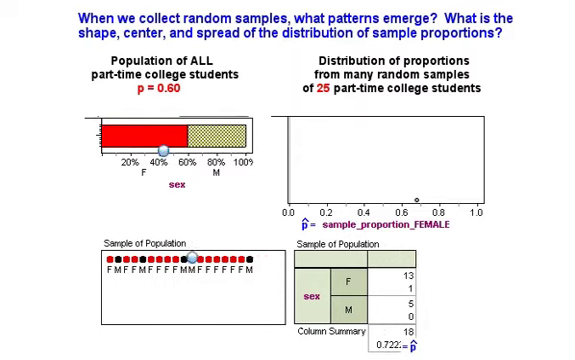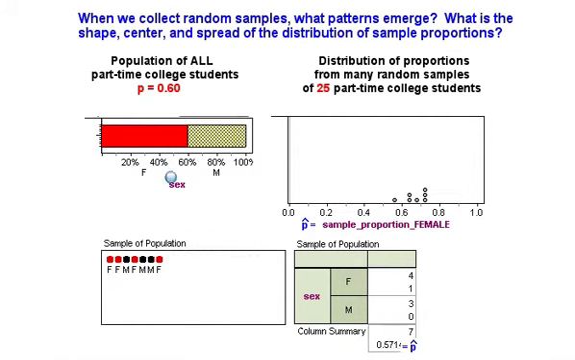Let's collect a second random sample and see what happens. This time we got 18 out of 25 of the students being female, which is a sample proportion of 0.72. We see that graphed here. Let's collect another random sample. We see this time we got 0.64. 16 of the 25 randomly selected students are female. We can begin to see, as we collect more random samples, that there is going to be variability, as we might expect. Each random sample will have a different proportion of females.